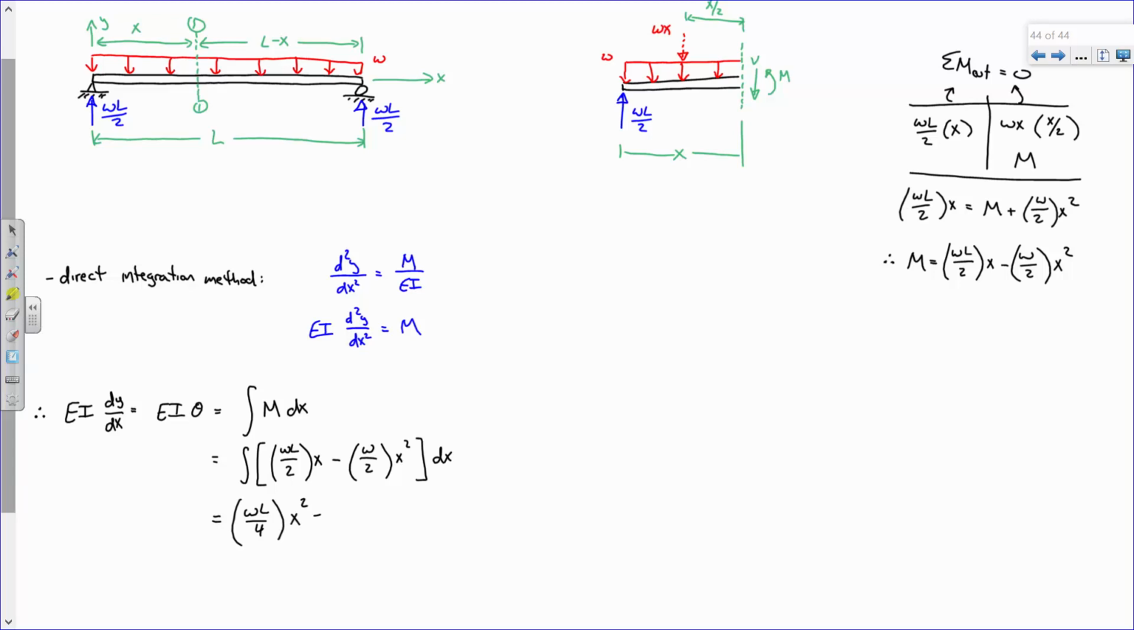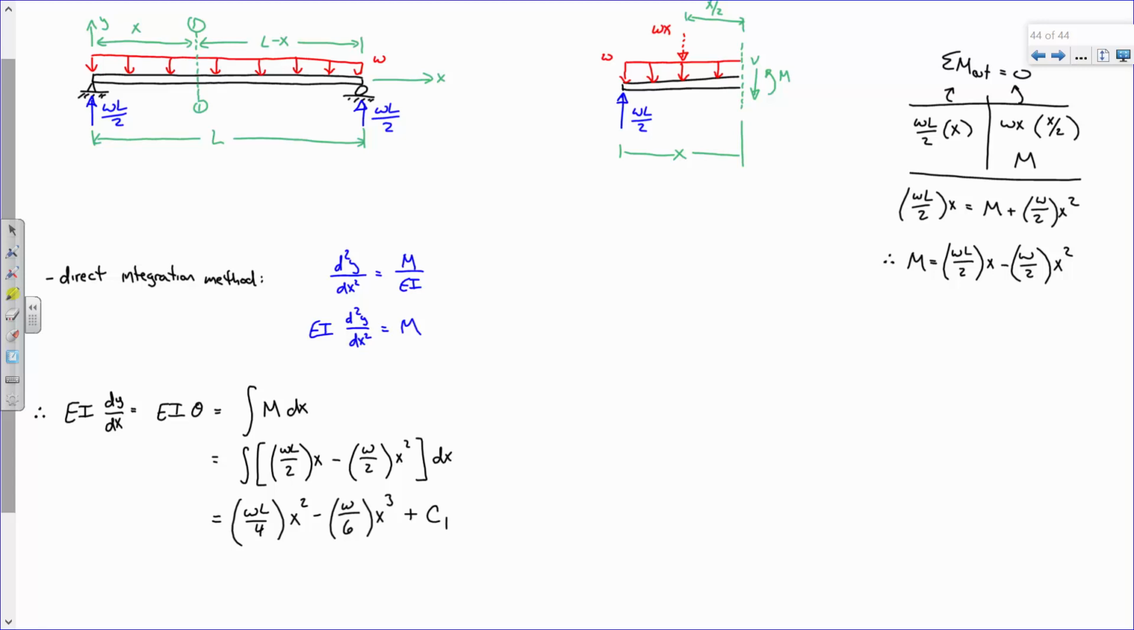Minus, okay, what about this? We pull out the W over 2. What is the integral of x squared? It's x cubed over 3. So over 3, maybe W over 6 x cubed? Right? Did I forget something? Plus C. Now here's what I'm going to do: I'm going to say plus C1 because I'm going to have two of them. So we're going to have an arbitrary constant of integration again.